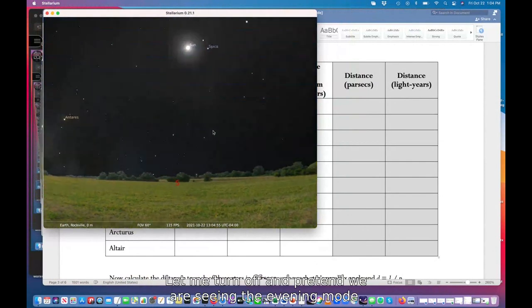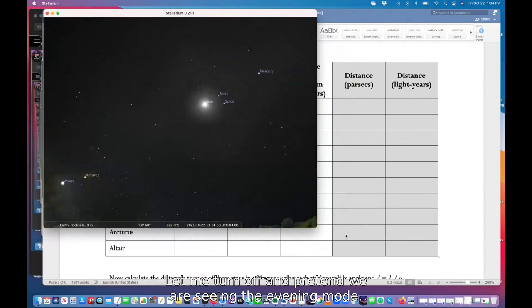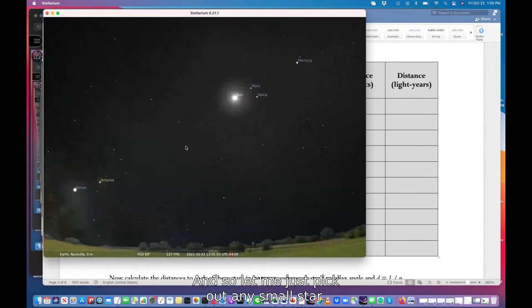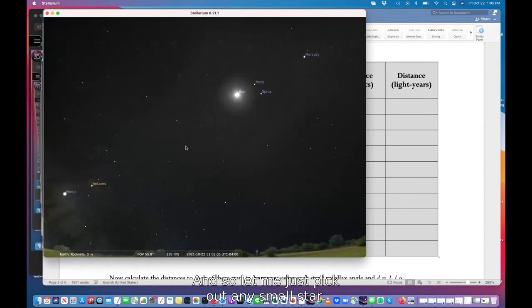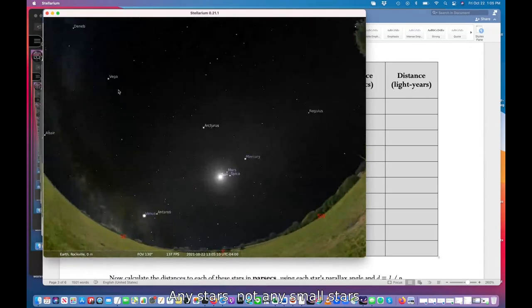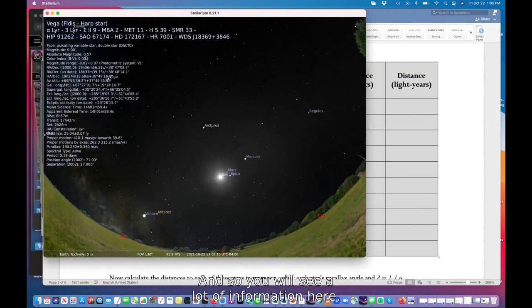Let me turn off and pretend we are seeing the evening mode. And so let me just pick out any star. Let's say Vega, which is one of the nearby stars, okay? And so you will see a lot of information here, and we talk about magnitude, okay? Vega happens to have an apparent magnitude of 0 just by coincidence, okay? So for Vega, the apparent magnitude is 0.0.